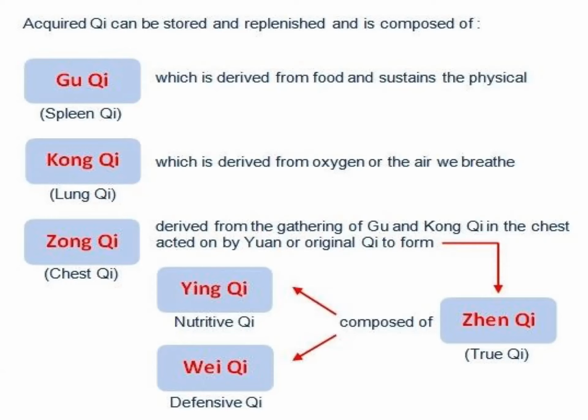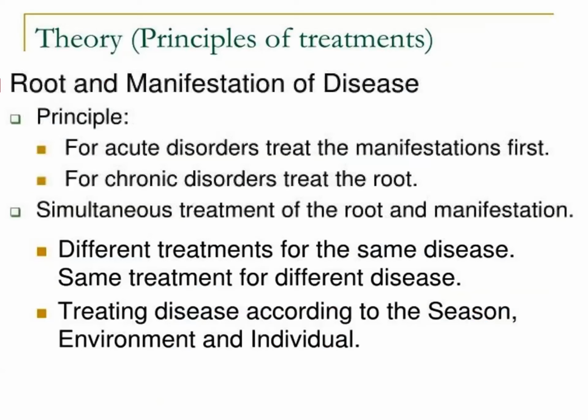And this should be acted on by the Yuan qi or original qi to form the true qi or Zhen qi. Now, Zhen qi or true qi is composed of nutritive qi and wei qi. So this is just a review.